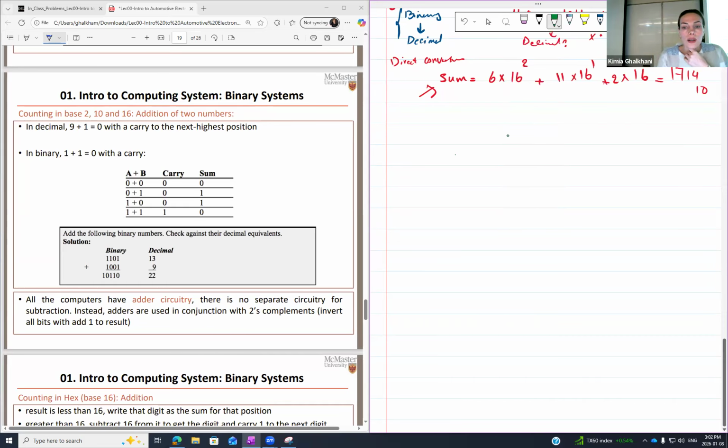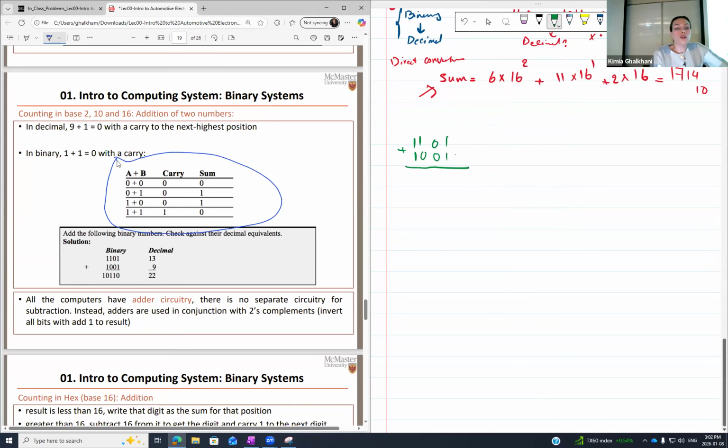Suppose I'm having 1101. This is one of my numbers, and then I have 1001. I'm going to add them up. How do I do that? This is a general rule in order to calculate. Anytime I have two zeros to be added to each other, carry is 0, sum is 0, right? In here, I have 1 and 1. 1 and 1 is 0 and I carry 1. Means I put 0 in here, I carry 1 to the next.